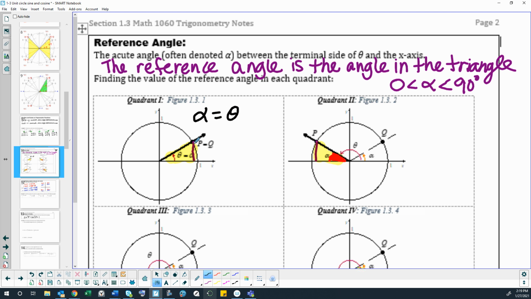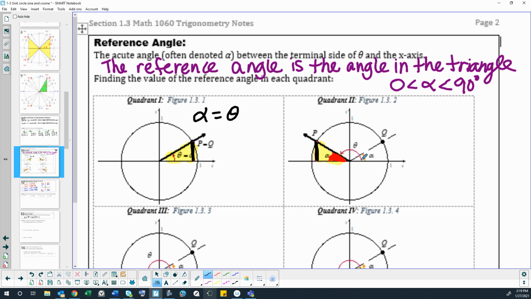They're just the same. By the way, the triangle that we deal with is built by drawing a vertical line to the x-axis. It doesn't matter if it's the positive part of the x-axis or the negative part of the x-axis. It's just always to the x-axis. So here you can see, draw a line to the x-axis. There's our triangle. There's the angle within the triangle. That red part there is what we call the reference angle, alpha.